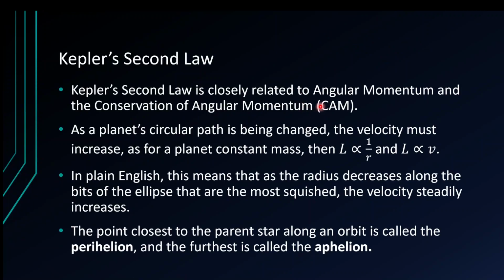So it relates to angular momentum and conservation of angular momentum, which we've discussed before. In a way, the length of the arc is inversely proportional to the radius, and it's also proportional to the velocity. So this means that as the radius decreases along the bits of the ellipse that are most squished, the velocity steadily increases. And here as well, the closest distance is known as the perihelion, and the furthest is known as the aphelion. Again, just something to be noted.